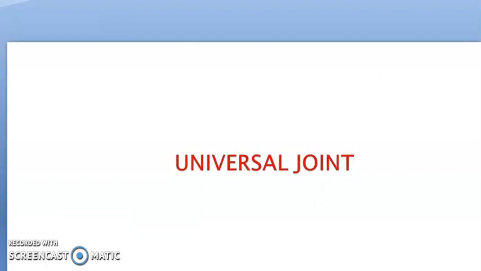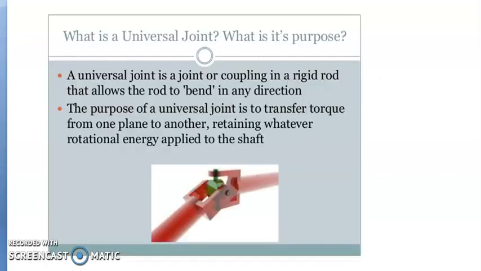Next we will see the universal joint. Here you can see the universal joint. The universal joint is used to transmit motion and torque between two shafts which are inclined to one another. If they are in the same line, you can use a coupling. But when the input shaft and the output shaft are inclined to each other, then to transmit the torque we use the universal joint.